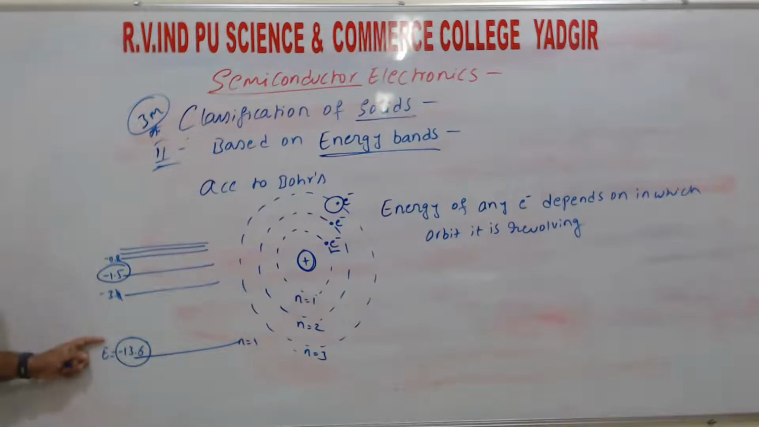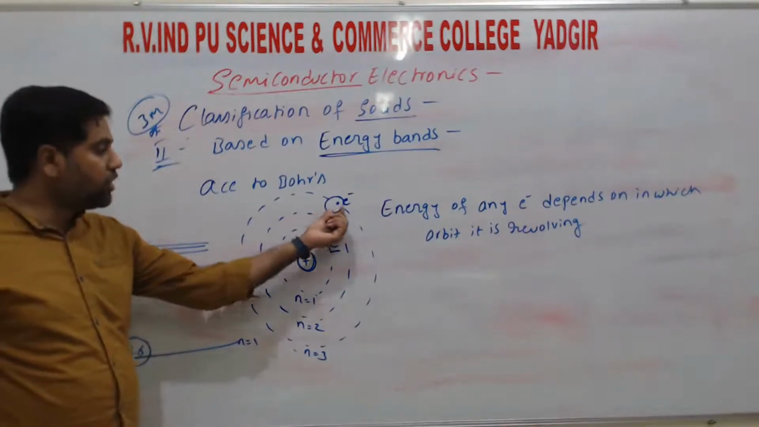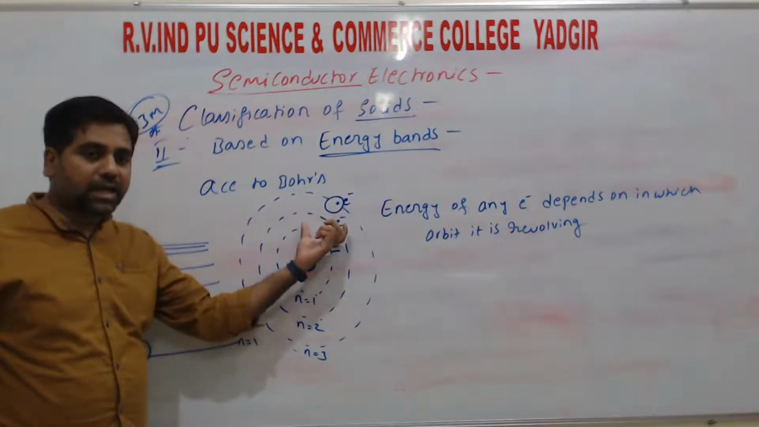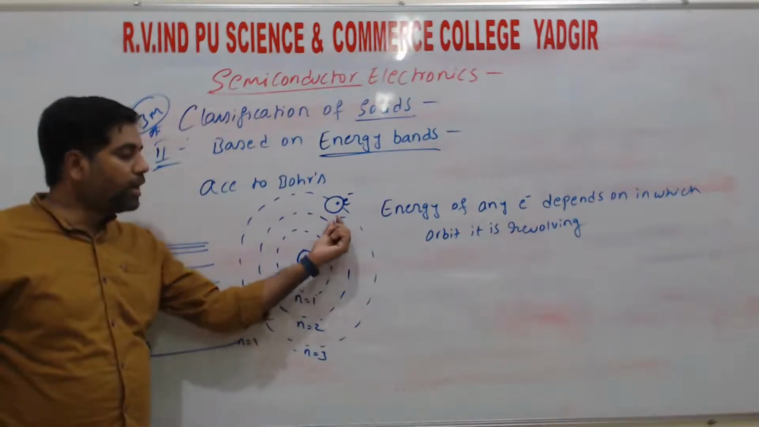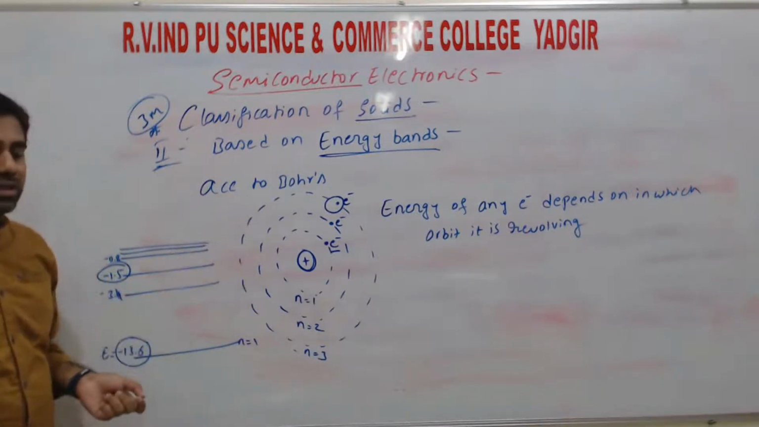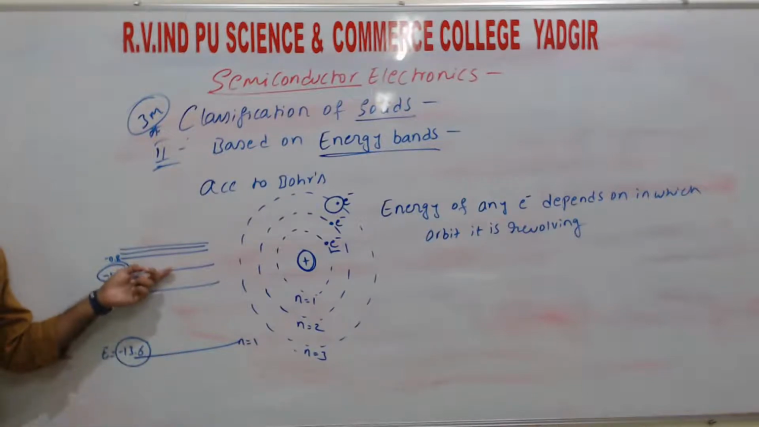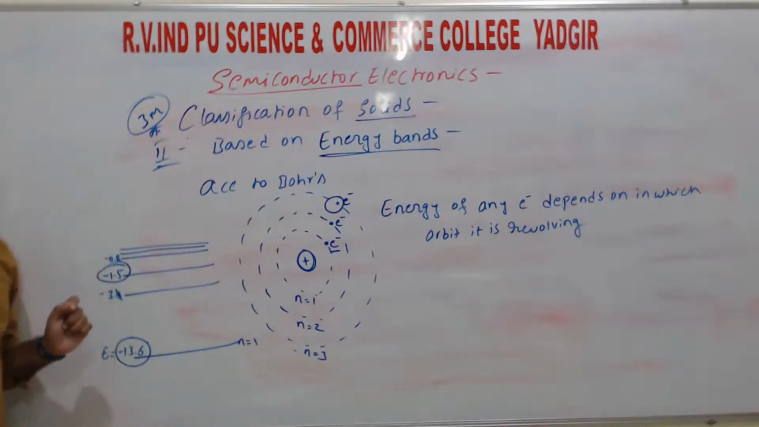If we compare these values, we can say that the energy of the electron is decided by which orbit the electron is revolving in. This is from Bohr's theory. So for each atom we have different energy levels, right?